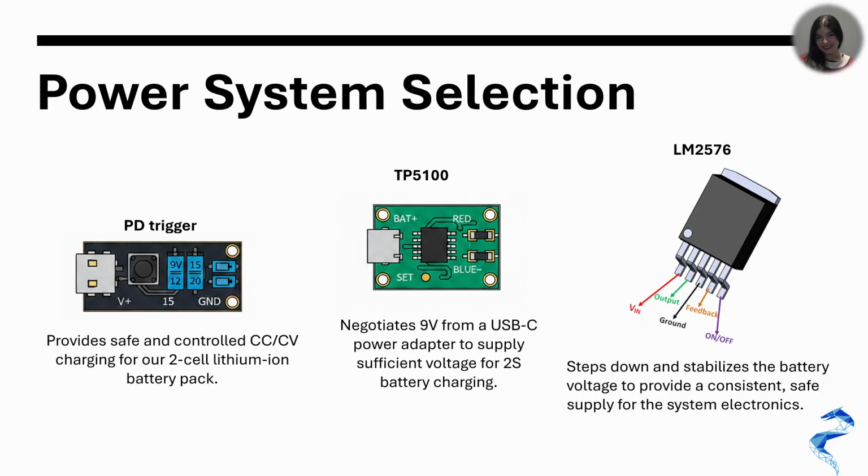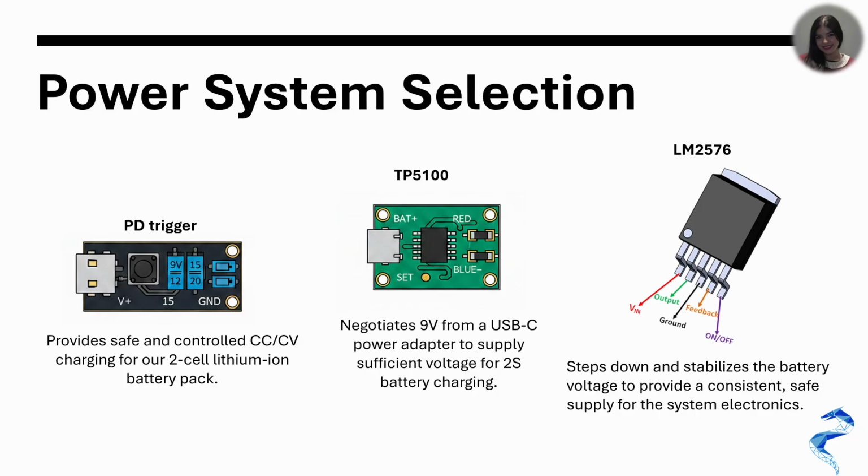Now I'm going to explain why we chose the main power management components in our design. First, we use a USB-C PD trigger module based on USB power delivery. The standard USB port normally provides 5 volts, which is not enough to charge a 2-cell battery that requires up to 8.4 volts. The PD trigger communicates with the USB-C power adapter and requests 9 volts instead of the default 5 volts.